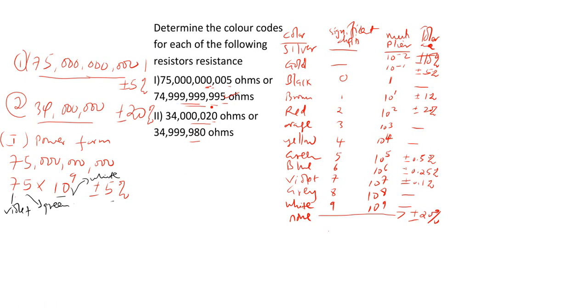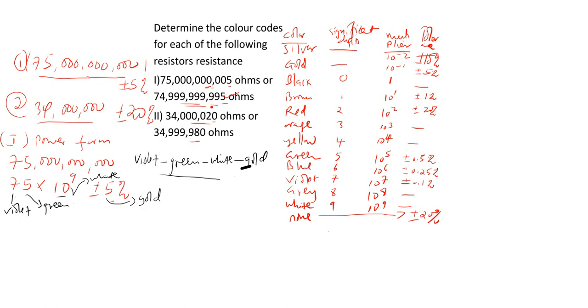And a plus or minus 5% is gold. So gold is the one that has a plus or minus 5%. So it means this resistance is a 4-band resistor. This is how you write it: violet, green, white, and gold. So the first answer is that.